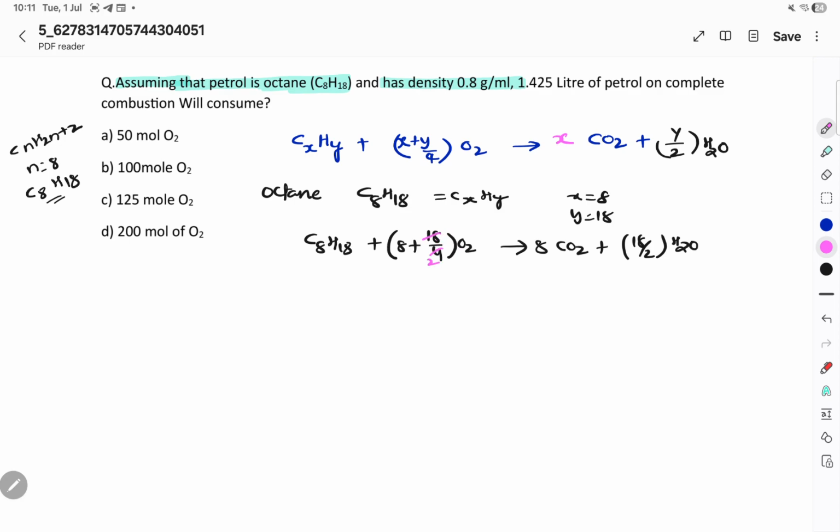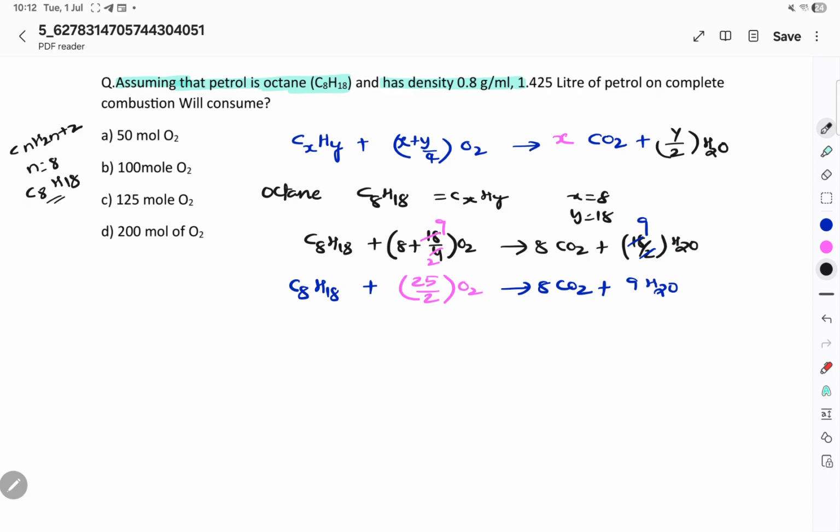Now you can cancel these two. So finally what happens here? You will get 25 by 2 moles of oxygen. So the final equation is C8H18 octane reacts with 25 by 2 moles of oxygen to give 8 moles of CO2 and 9 moles of water molecule. This point you can remember.